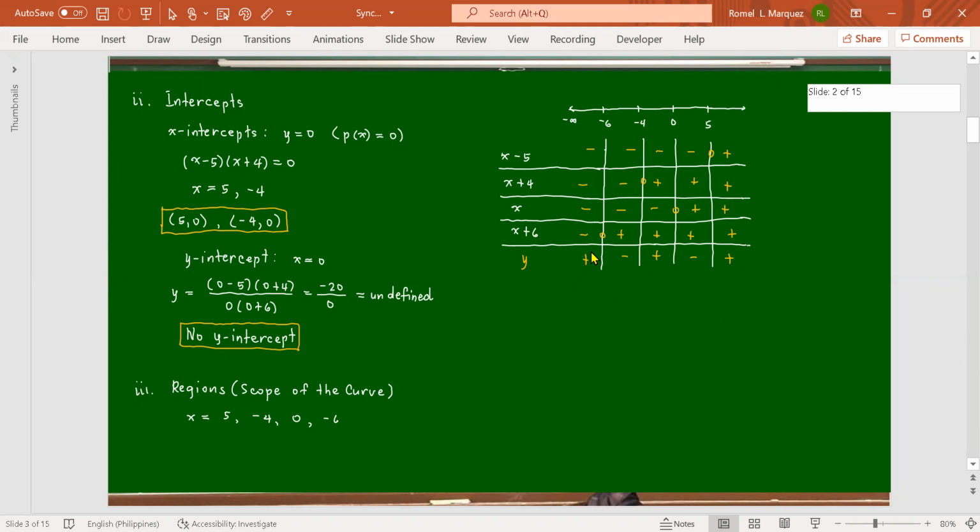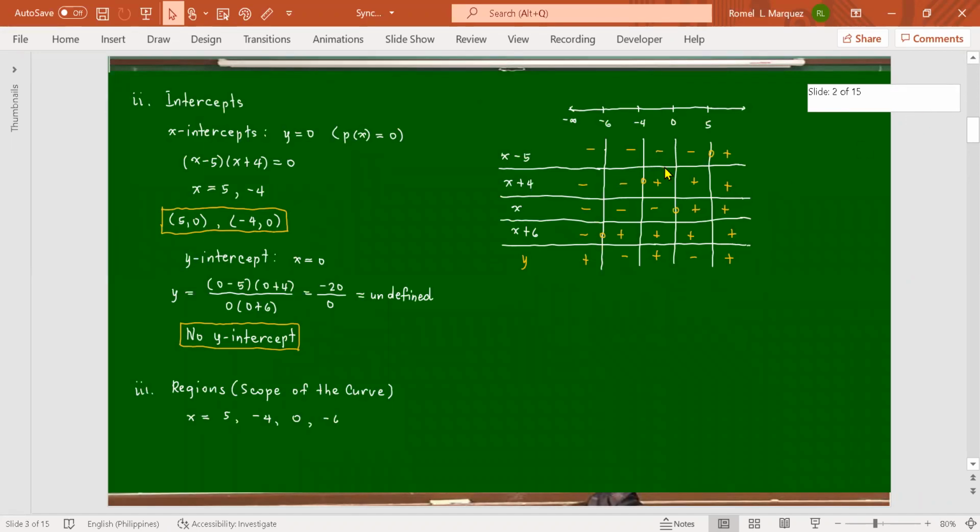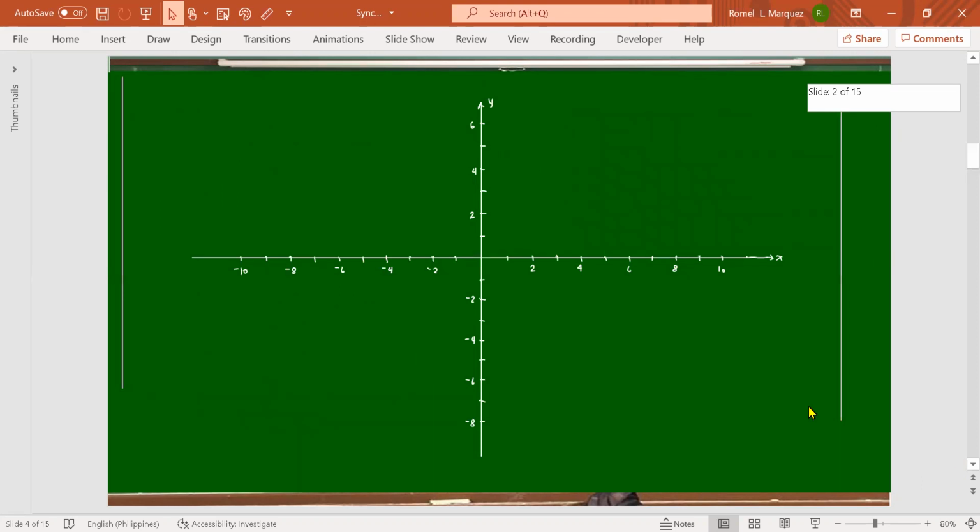Above the x-axis, there is graph. Below, none. When positive, the graph is above; when negative, the graph is below the x-axis. So in other words, let us first draw the partitions. The partitions are the vertical asymptotes and the x-intercepts. We will use the pink one for the intercepts. This is just a partition, a guide.